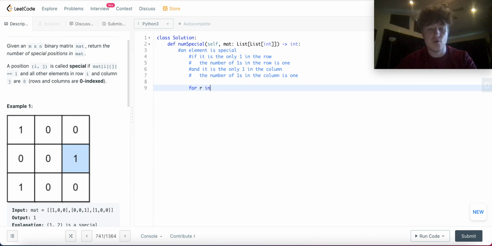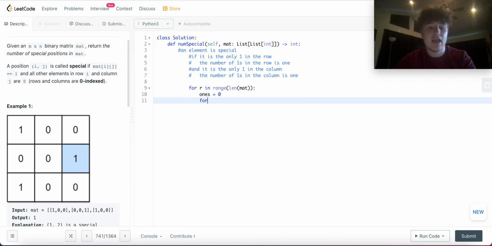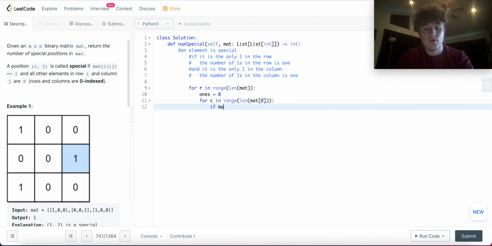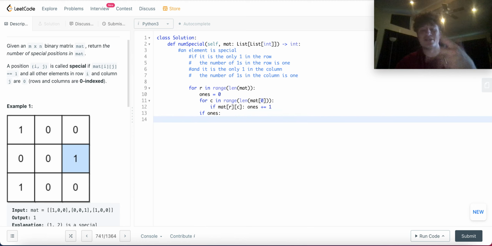So we'll say for each row in range length of mat, and we'll say number of ones we've seen, we'll call it ones equals zero. And then we'll look at each column and we'll say if mat of row C is not equal to zero, then this will be true, we say ones plus equals one. And if there was actually a one populated, then we need to convert all the ones to one, right?